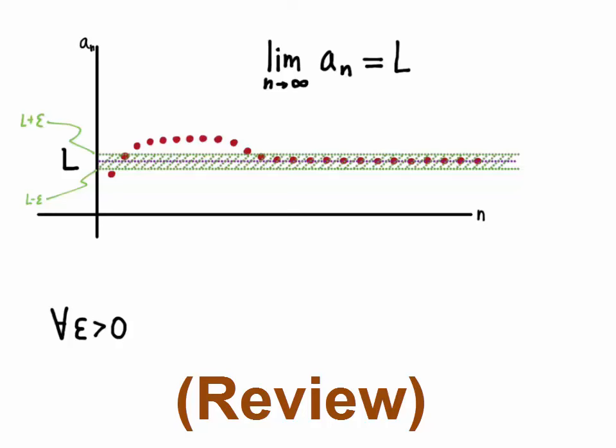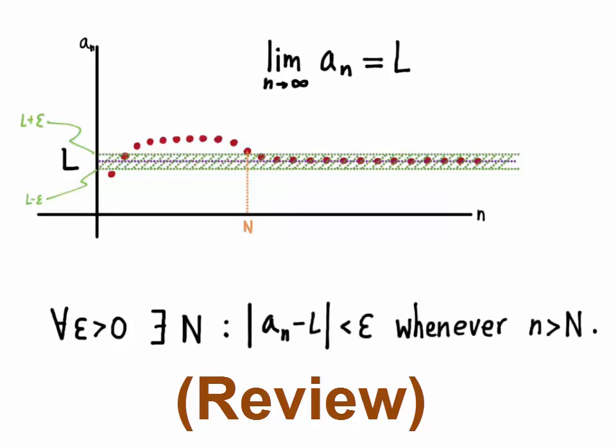It's centered on L. And you can see that no matter how small epsilon is, there's going to be some place, which we designate by capital N, such that everywhere to the right of that place, the red dots are inside the envelope. That's what this says symbolically. It says, for any positive number epsilon, there exists a value of n such that the value of the sequence is within the envelope of size 2 epsilon whenever we're to the right of capital N.